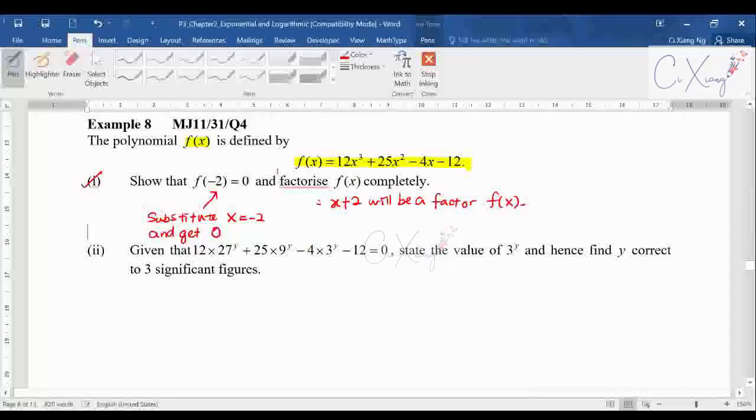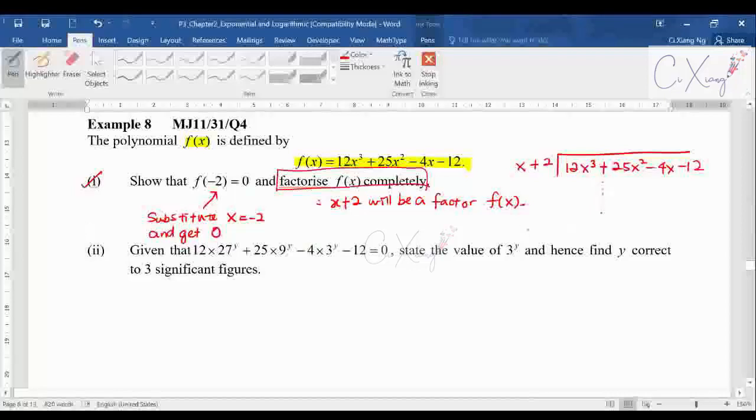All right, now they want you to factorize f(x) completely. When they want you to factorize f(x) completely, generally you need to apply long division. So 12x^3 plus 25x^2 minus 4x minus 12, and then you need to divide it by x plus 2. How do you know it's x plus 2? You actually get it from part 1. So x equals -2 gives 0, which means x plus 2 is a factor. Therefore, the factor can be a divisor, so you do the long division.